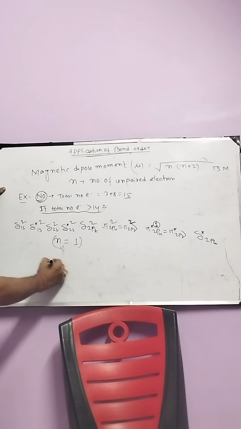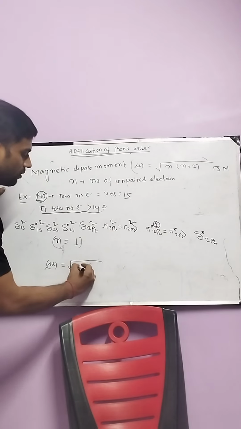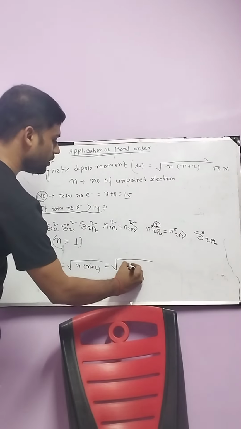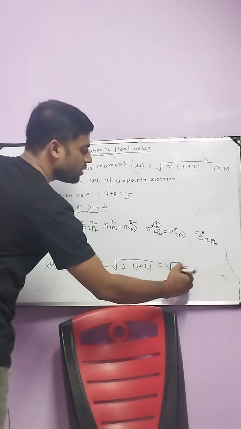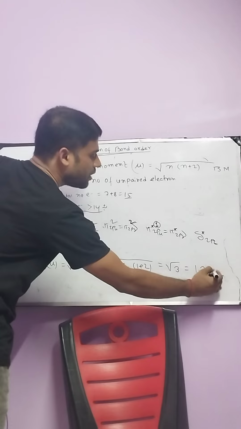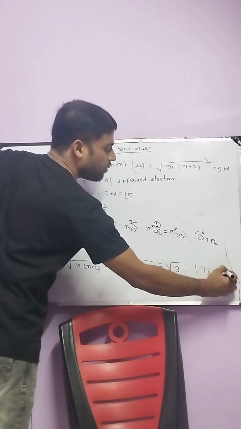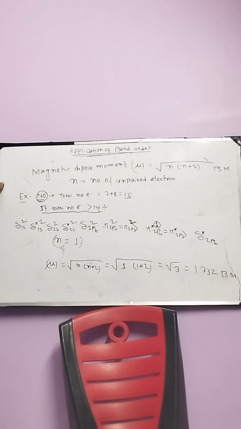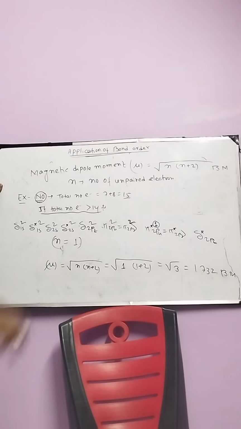So the magnetic dipole moment mu is equal to root over n into n plus 2. That means n is equal to 1, so 1 into 1 plus 2, that means root 3. The value of root 3 is 1.732. The unit of magnetic dipole moment mu is the Bohr magneton. So this is the determination process of magnetic dipole moment in a molecule.